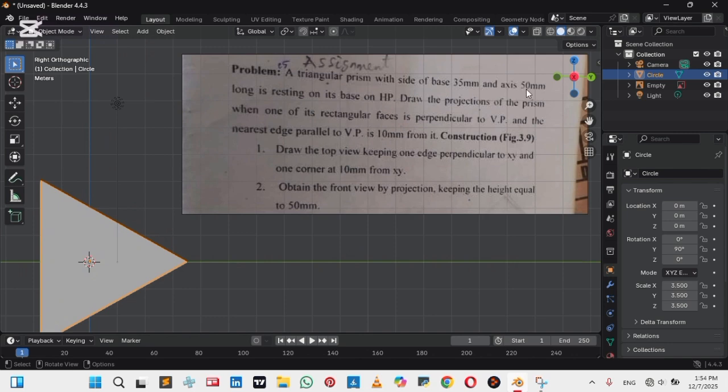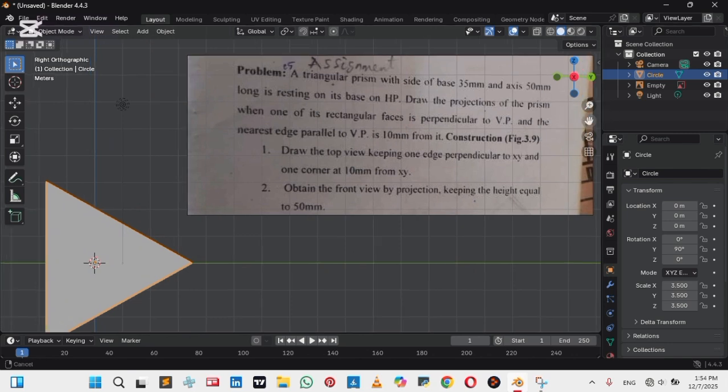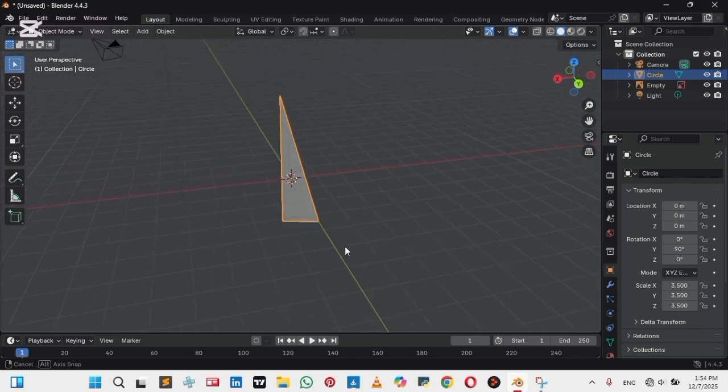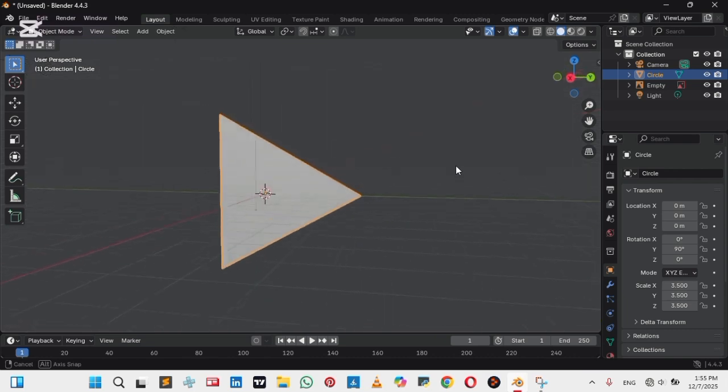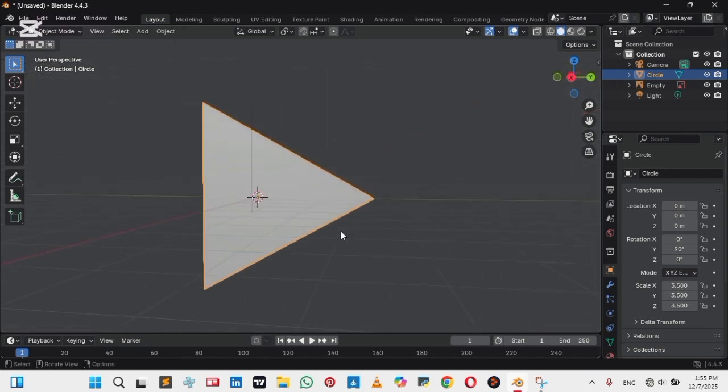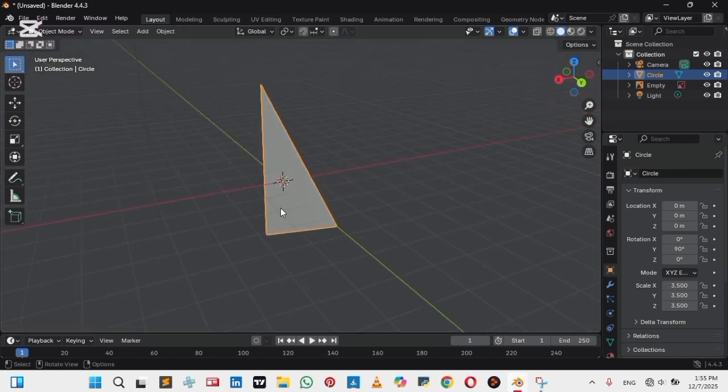Now I'm saying an axis 15 mm long. Now you'll probably think, what is an axis? This is why I'm using this software. You see this red line going through the center of the object? That is the axis. This red line here, this is the axis. So the axis is the straight red line going through the center, perpendicular to the shape.